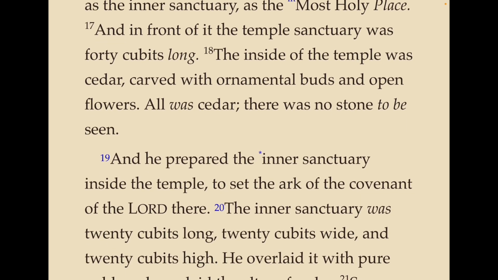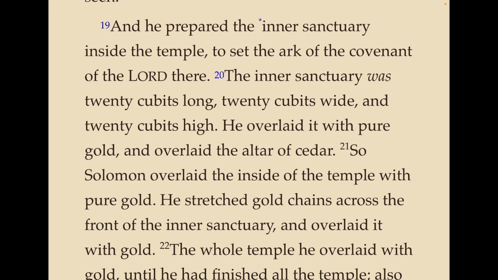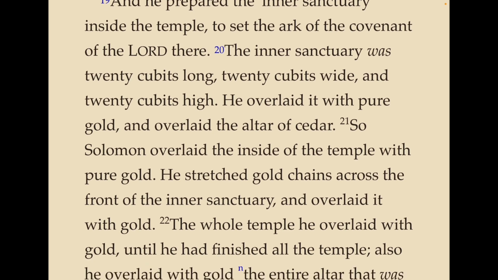The inside of the temple was cedar, carved with ornamental buds and open flowers, and all was cedar. There was no stone to be seen. And he prepared the inner sanctuary inside the temple to set the ark of the covenant of the Lord there. The inner sanctuary was 20 cubits long, 20 cubits wide, and 20 cubits high.